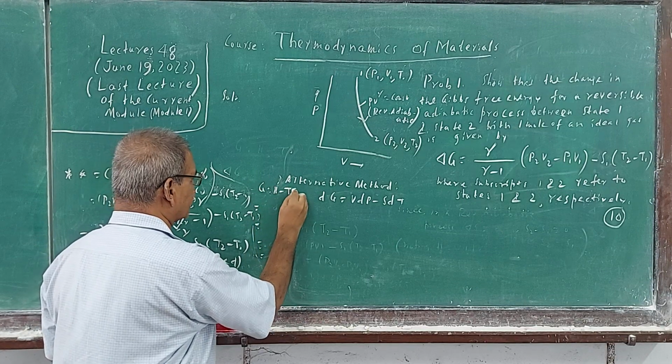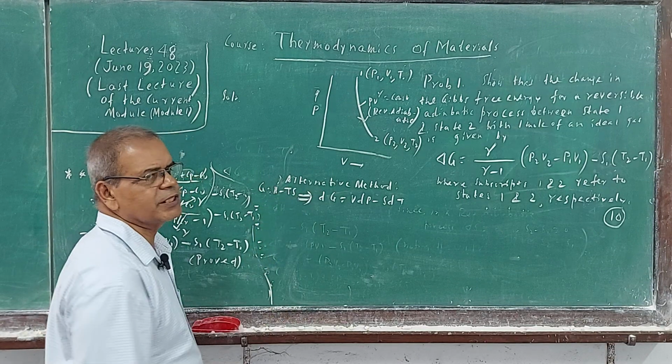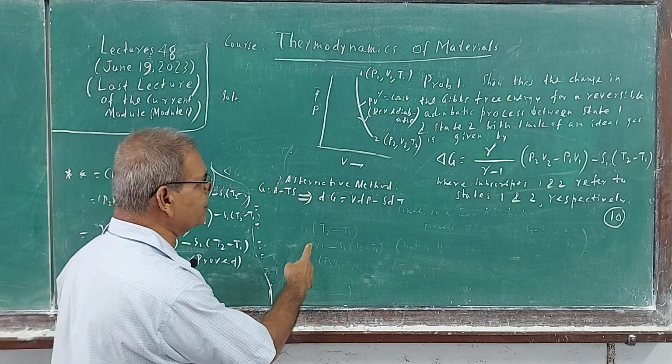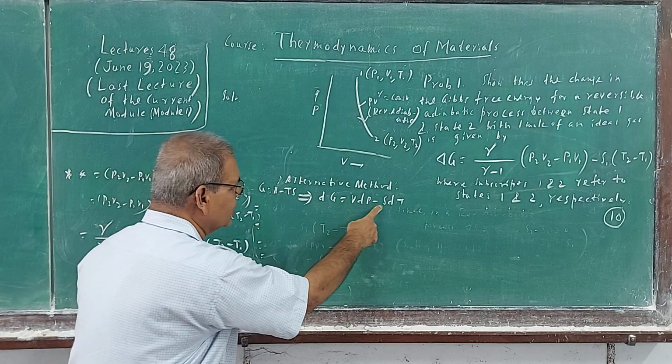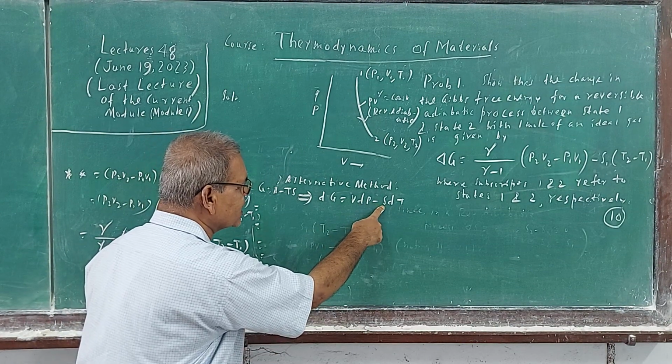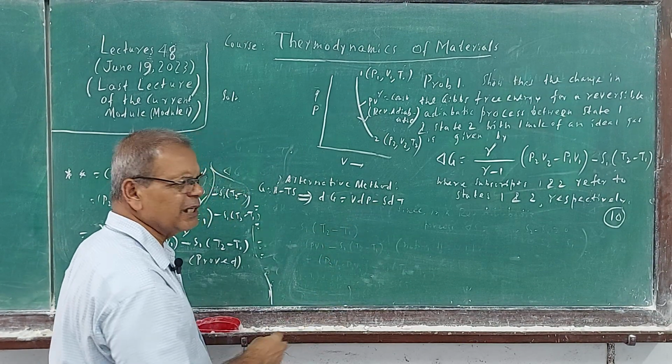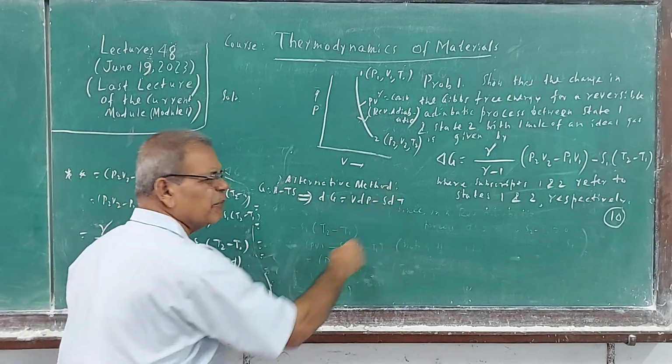I will not show that. This is done in the class. It gives rise to dG is VdP minus SdT. Now you see, if I integrate, just write this and integrate. Oh, we said S. Oh, S is difficult. How do you integrate it?